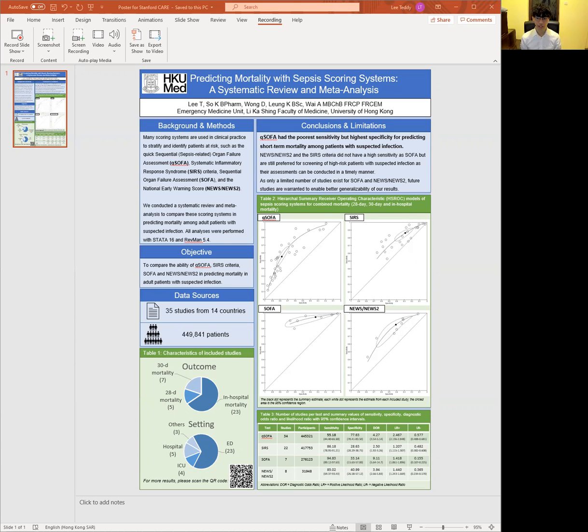Beneath these plots is Table 3, where we have put down the numerical values of the summary estimates of sensitivity, specificity, diagnostic odds ratio, and positive and negative likelihood ratios. I certainly hope that you may find these comparisons helpful.